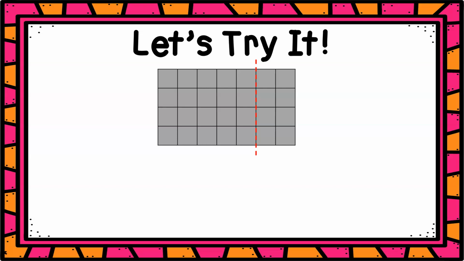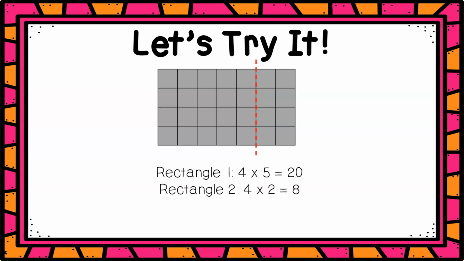Let's find the area of the first smaller rectangle. We see that we have 4 down and 5 across, which means that we are going to set up the multiplication problem 4 times 5, which is 20. The other smaller rectangle has 4 down and 2 across. We can set up 4 times 2, which is 8.